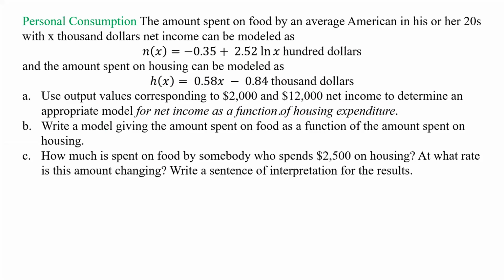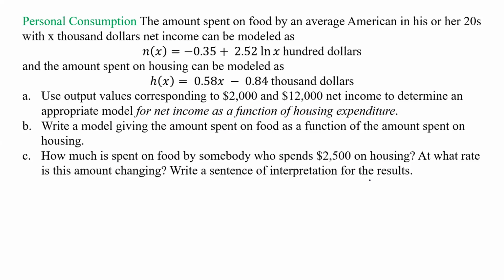Now, the italicized part in the book is wrong. To make it do the inverse model, which is what this section says we're doing, it had us model the housing expenditure on net income, which is exactly what we would get out as input and output. It wouldn't change anything. But if we switch the income and housing, it would work. And then write a model giving the amount spent on food as a function of the amount spent on housing, and then how much is spent on food by somebody who spends 2,500 on housing, and at what rate is this amount changing. Then write a sentence of interpretation for those two items.